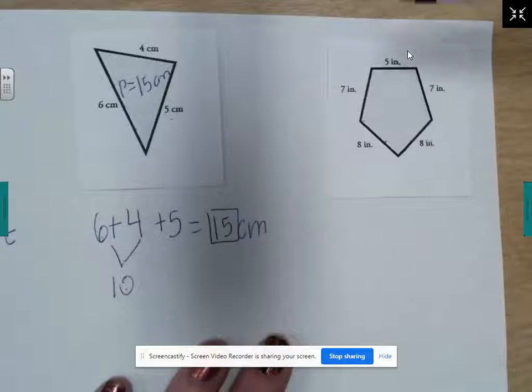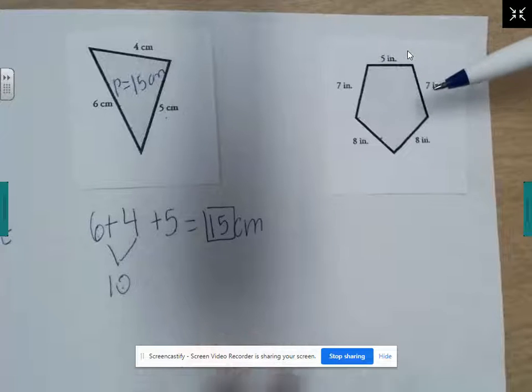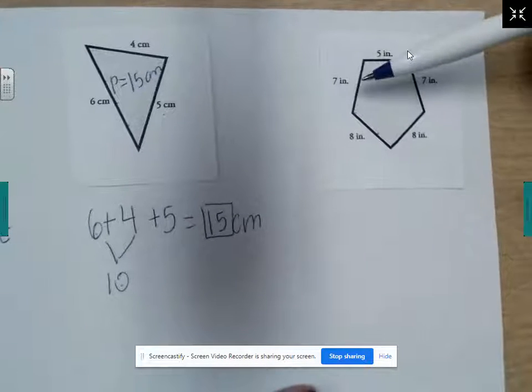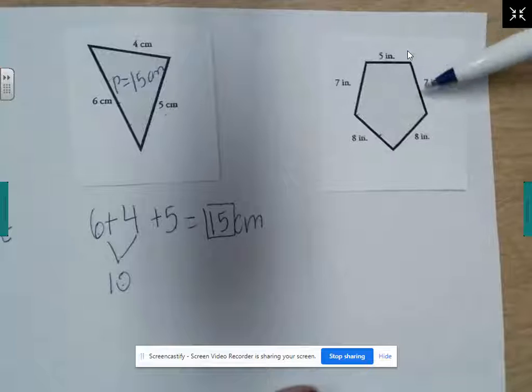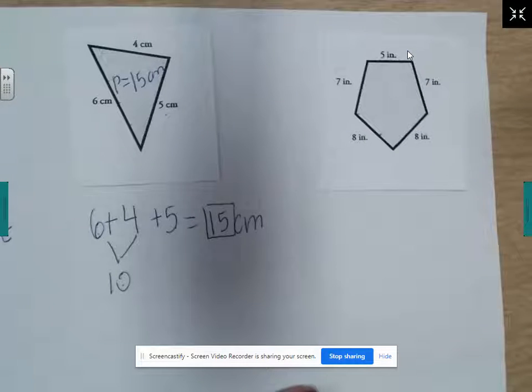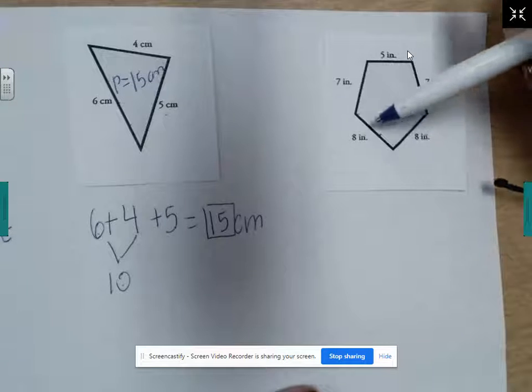Okay, a lot of my friends would say it's upside down. It doesn't really matter whether it's upside down or not. Okay, let's count the sides. 1, 2, 3, 4, 5 sides. It's a pentagon.